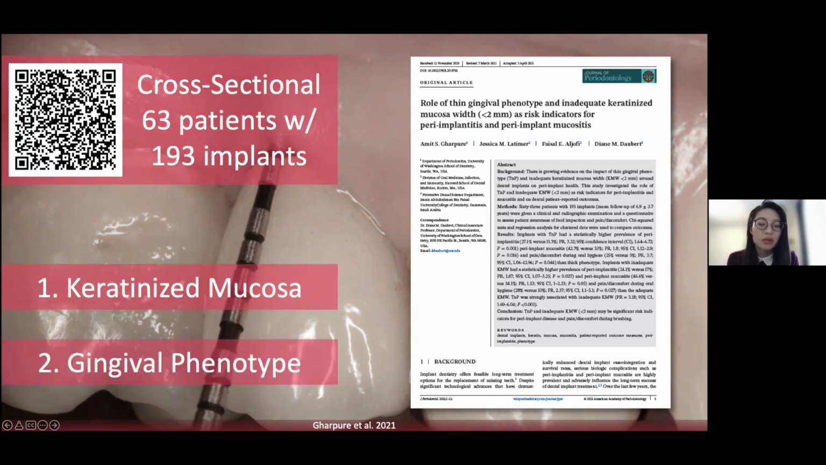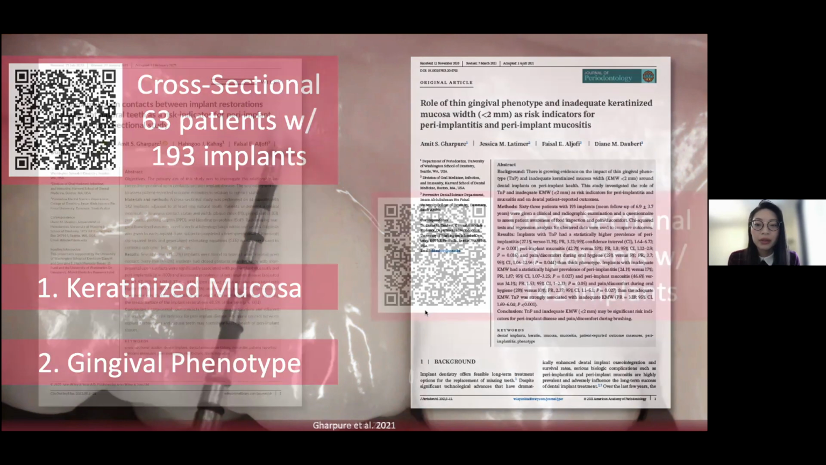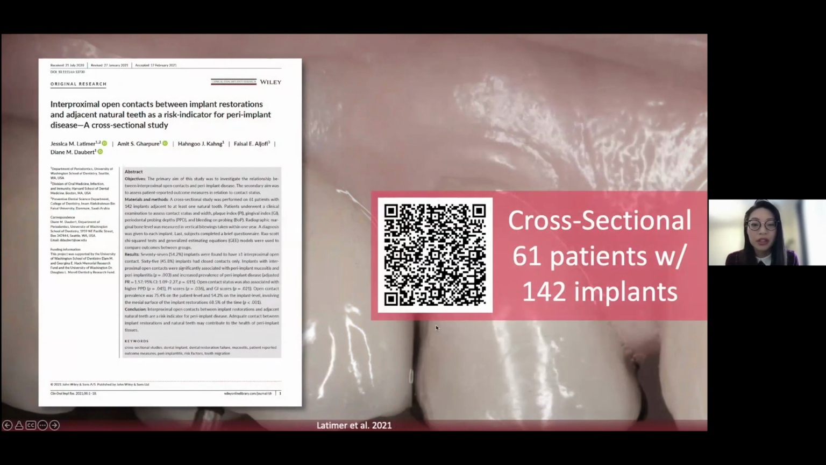And if you're interested in reading my paper about it, I have provided a link to the paper using this QR code. And I will also talk about a prosthetic factor, which is interproximal contact loss. And I have also included the QR code here for anyone who's interested in reading this paper that we published in Clinical Oral Implants Research. Both of the study designs for these two papers were similar. They were cross-sectional studies. The first one involved 193 implants in 63 patients, and this interproximal contact loss study was 61 patients with 142 implants.